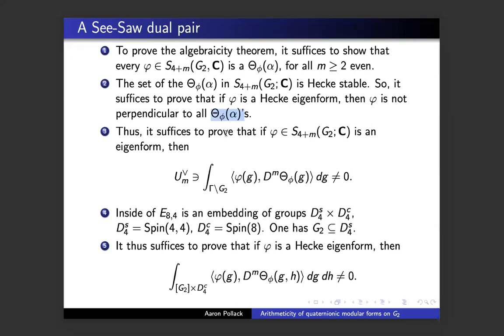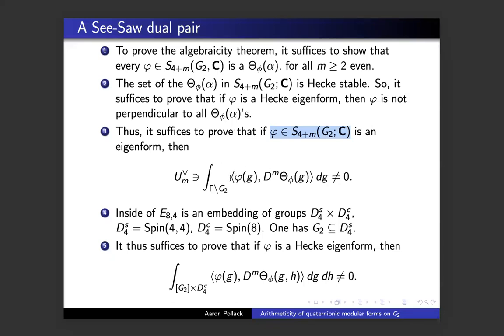Okay, so another way of writing that is that if I take some given eigenform phi on G2 of weight 4 plus m, then if I integrate first on the G2 side to give me an element of U_M check, I need to know that this integral here is not zero. Because if this integral is not zero, then I can pair with some element of U_M to get a cusp form just to see that the eigenform phi is not perpendicular to theta phi of alpha.